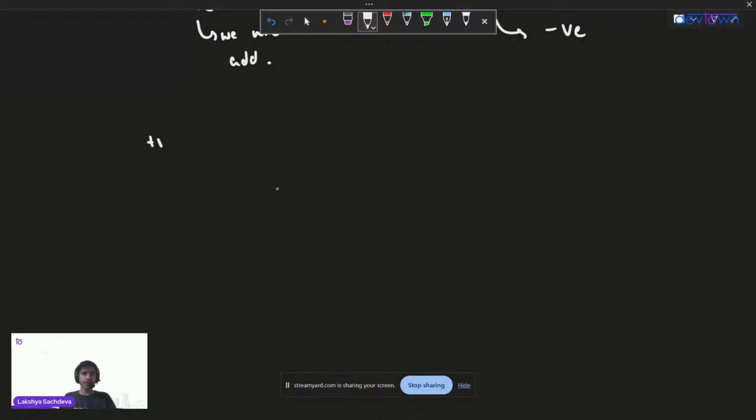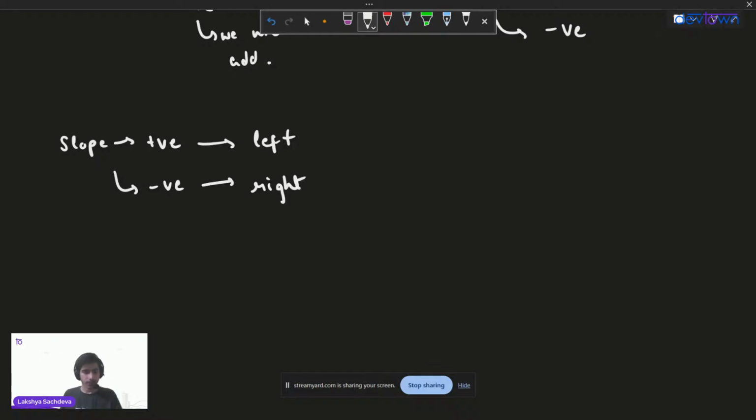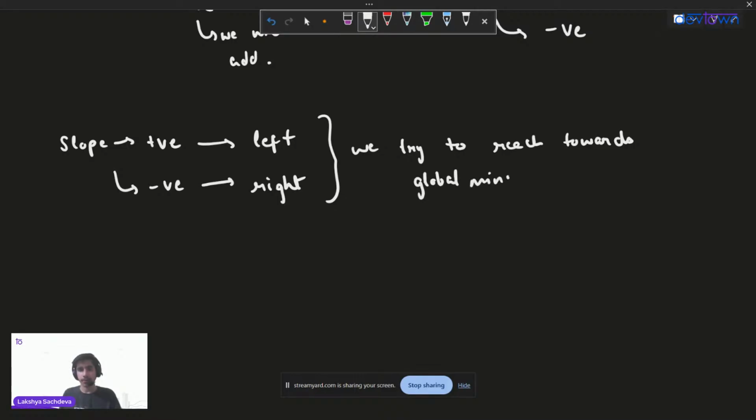So we have seen that if the slope is positive, we will move towards left. If the slope is negative, we will move towards right. So this is how we try to reach the global minima.